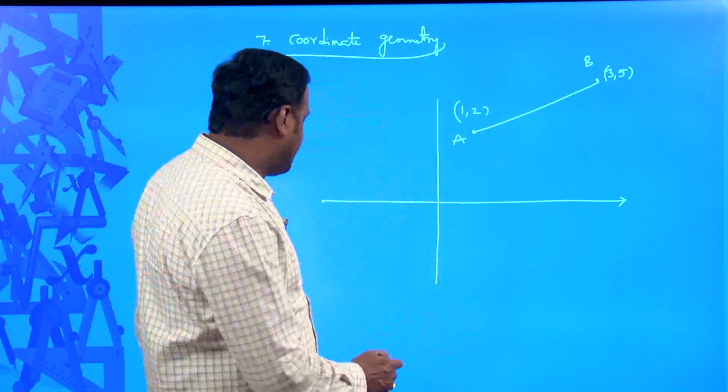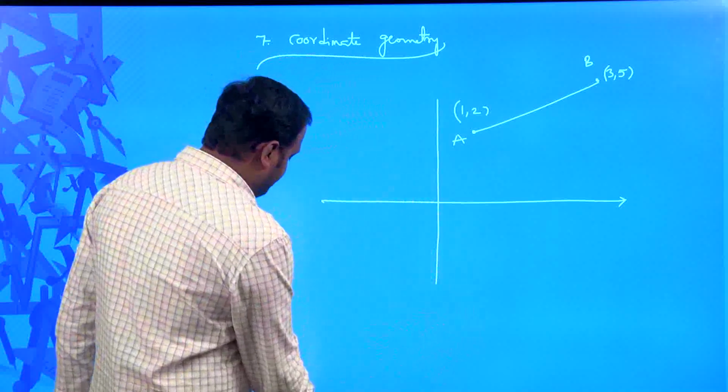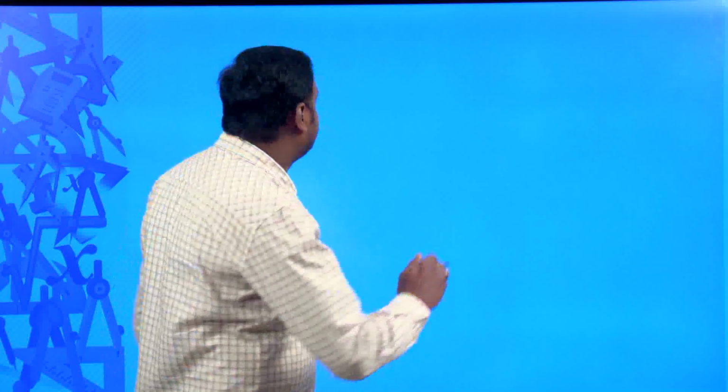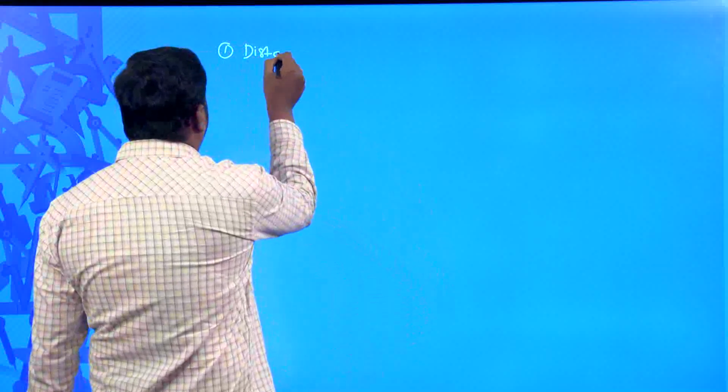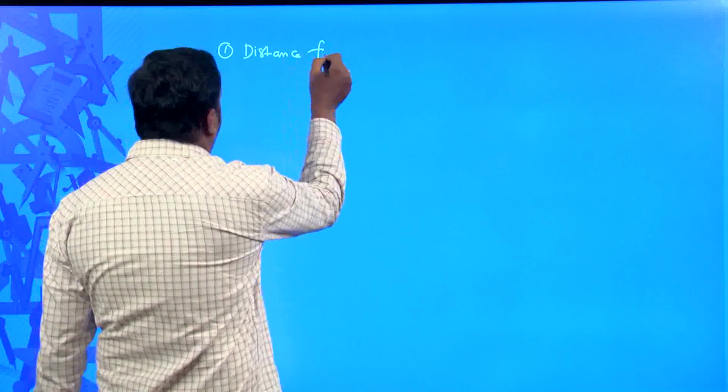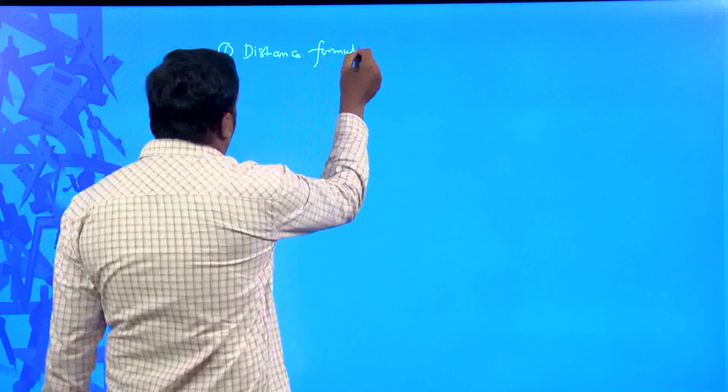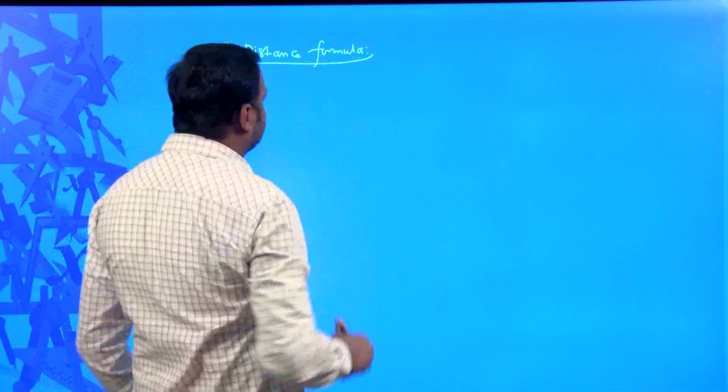So for that I will take a coordinate plane, okay. And I am going to take 2 points on the coordinate plane. The very first thing that we are going to discuss in our grade 10 coordinate geometry is the distance formula, okay. So what is this distance formula and what is it all about, okay.